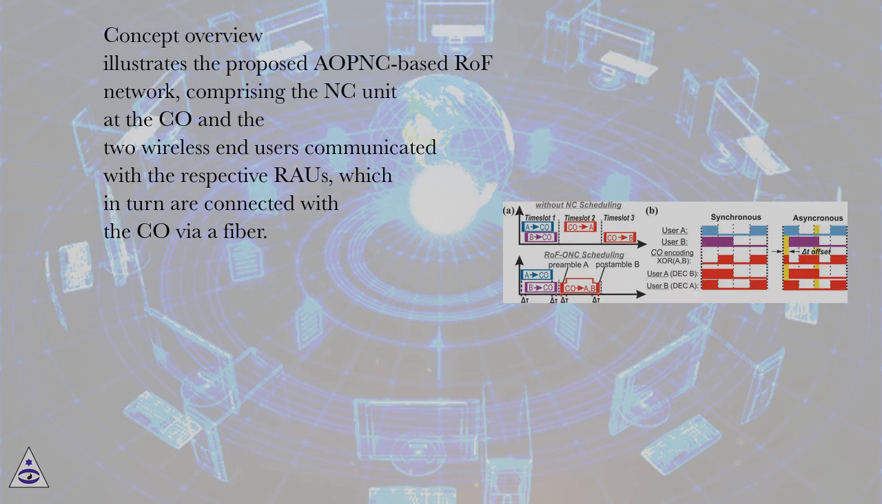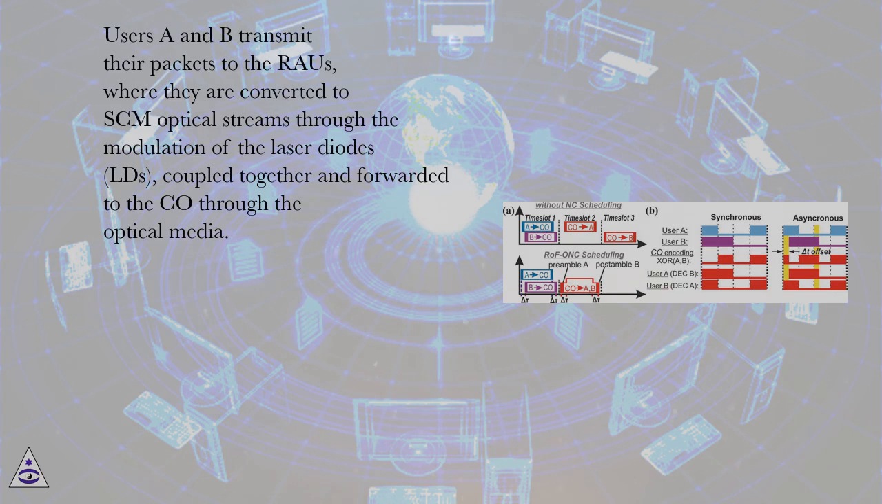Concept overview illustrates the proposed OPIC-based ROF network, comprising the NC unit at the CO and the two wireless end users communicating with the respective routes, which in turn are connected with the CO via fiber. Users A and B transmit their packets to the routes, where they are converted to SCM optical streams through the modulation of the laser diodes, LDs, coupled together and forwarded to the CO through the optical media.